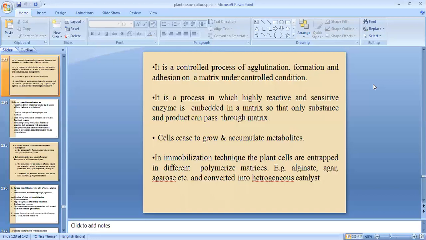In the immobilization technique, the plant cells or the enzymes are entrapped in different polymerized matrices. The examples may be alginate or agar or agarose, etc. And that can be converted into a heterogeneous catalyst.